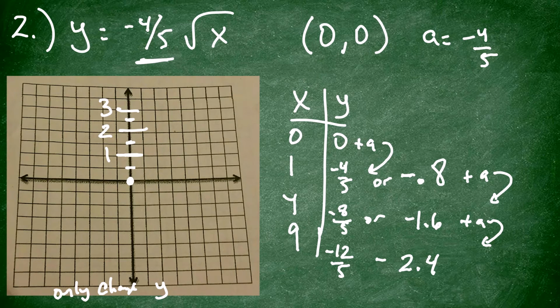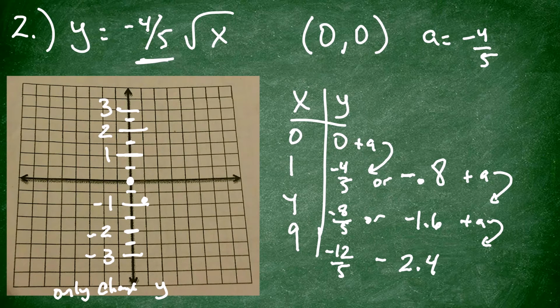So I have 0, 0. And remember, if you change the top portion, you've got to change the bottom portion of negative 1, and then negative 2, and then negative 3. So 0, 0, then I go 1, negative 4/5. So I go over 1, negative 0.8 is pretty close to 1, but it's below it. It's not quite to it yet.